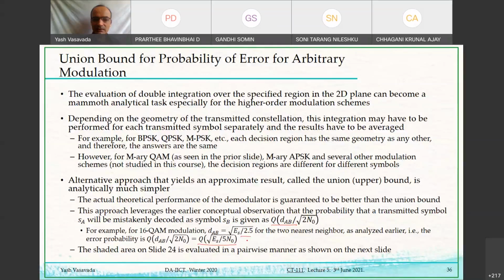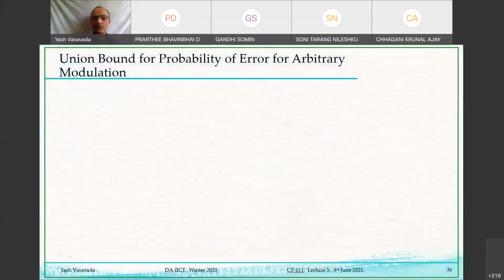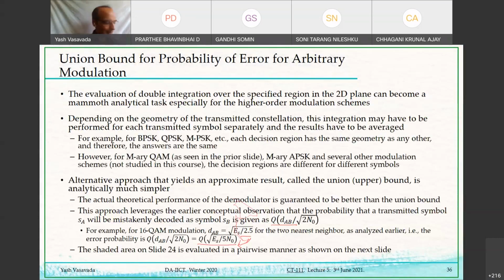And from that, we are deriving this Q function of square root of ES divided by 5 and 0. So what we are going to do now is start painting this two-dimensional plane, but we will be painting it with brush strokes. Okay, so that is going to be the idea. I've put all of the diagrams together, but we'll be focusing on one at a time.